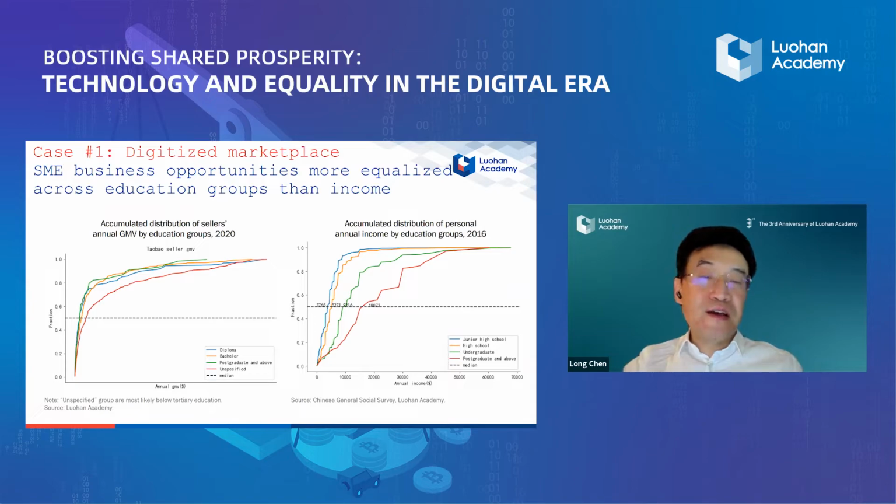But then this is the amazing part: the distribution of sellers' annual GMV by education group, and they really converge. So e-commerce gives them a lot of opportunity for small business, even for those who are less educated. It really compensates for the education gap and fills in the gap. You can see this clearly.